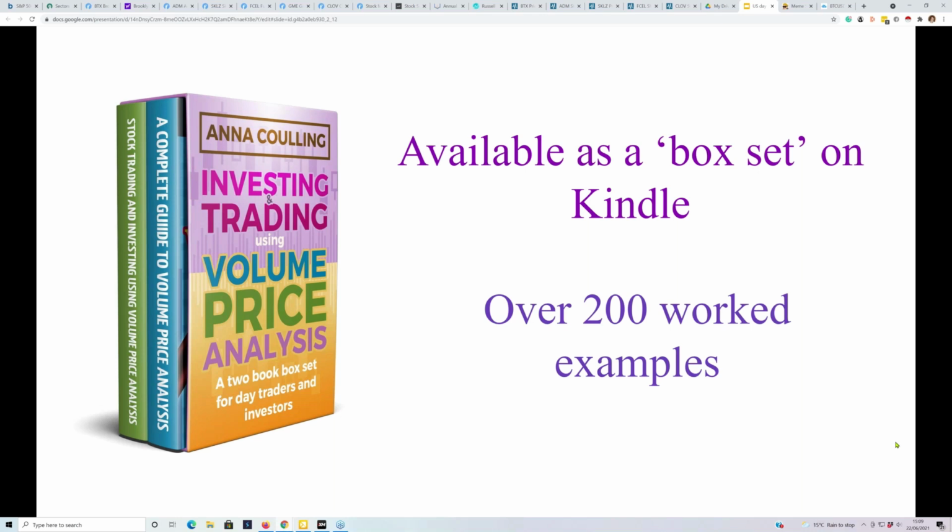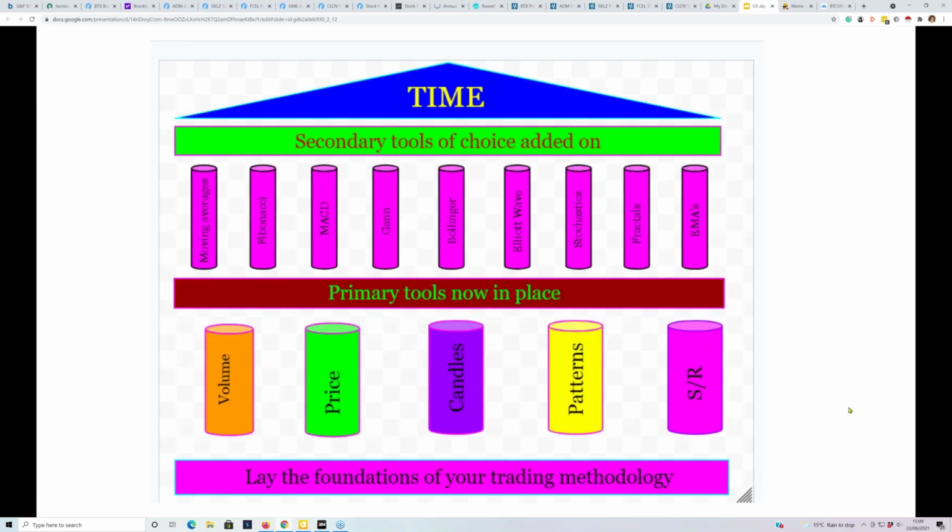So once you know the concepts of VPA, you have them for life, as it were, and you can then apply them to whatever you trade and invest, because the only difference between trading and investing is the amount of time that you stay in the market. As a trader, you may stay in just for a few minutes, a few hours, but as an investor, you may be looking to hold something much longer term.